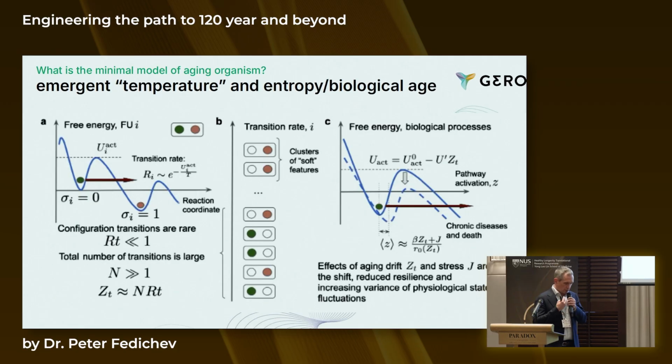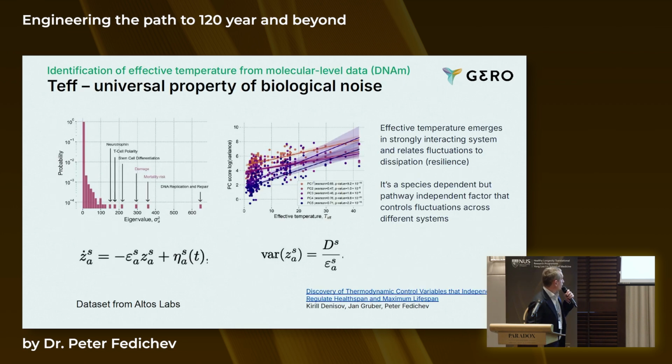Basically, I'm telling you that if you try to build a minimalistic model, you would find that it will have two properties of every aging organism. One of them would be the damage accumulated so far, irreversible damage, configurational entropy. And the other would be the temperature. So the temperature is actually a parameter that controls the power of stochastic noise across pathways. And that's what we've done.